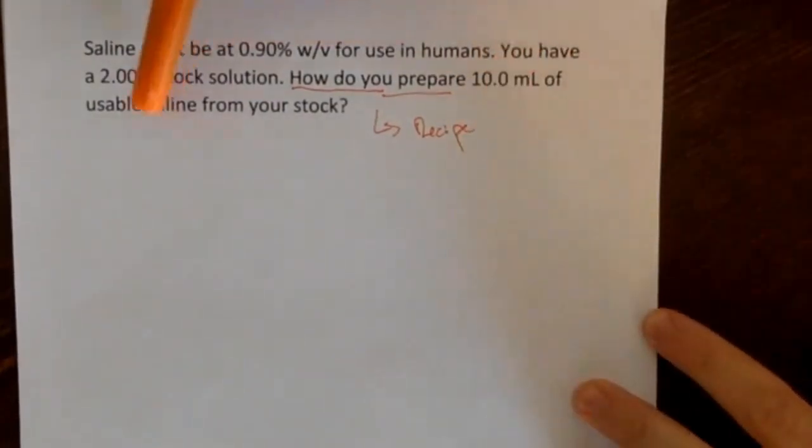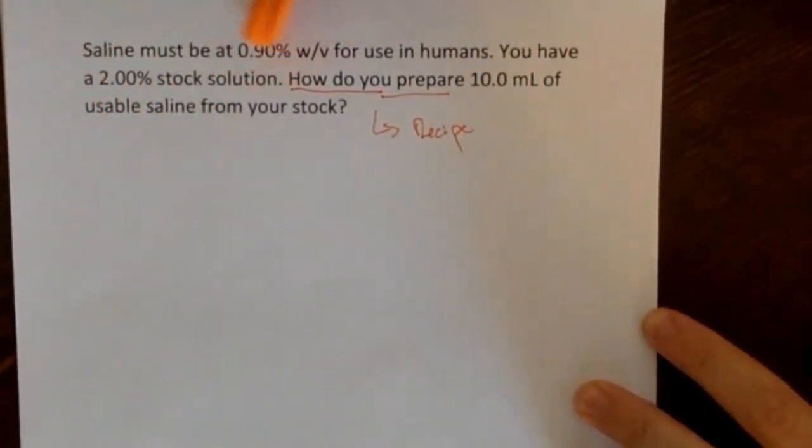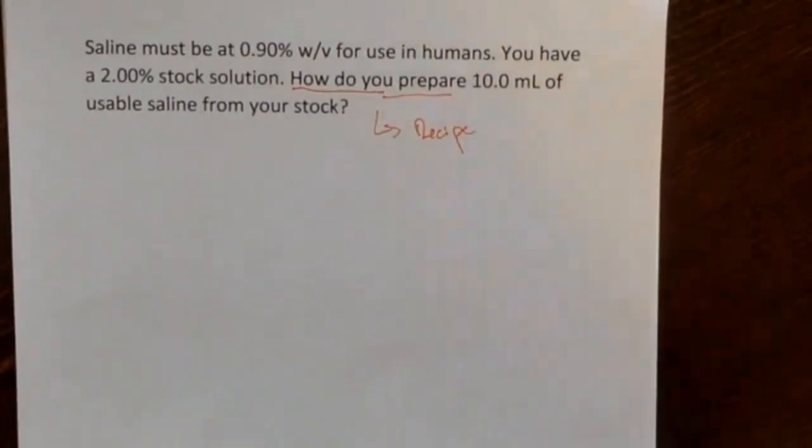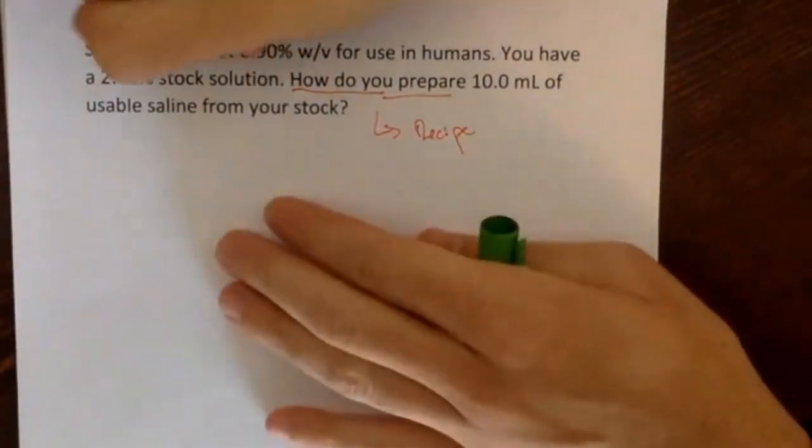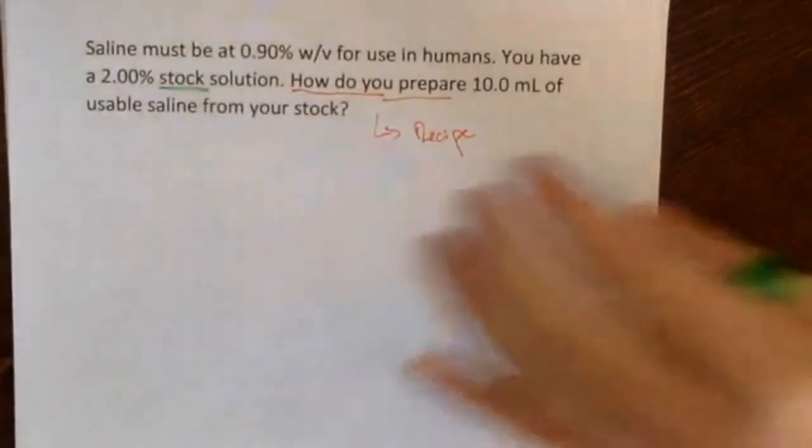10 milliliters of usable saline, so it needs to be 0.9%. And so we've seen problems where we're dealing with molarity, where you're dissolving a solid, your solute, into the solution, so you can figure out how much you need, how much you weigh out, the mass. But this is slightly different because the information that we're given is that we have a stock solution, right?